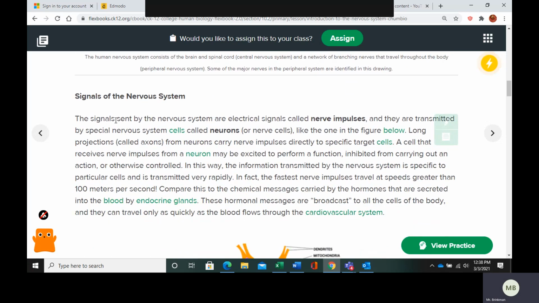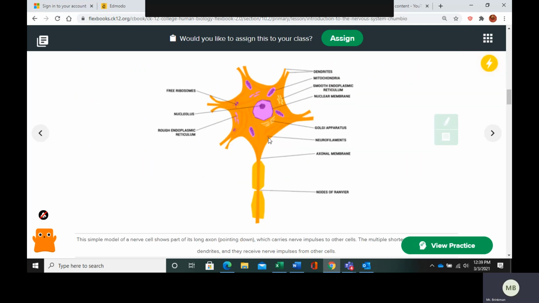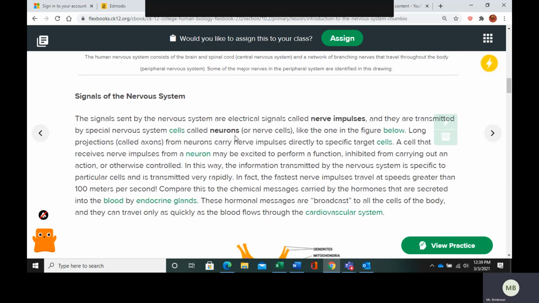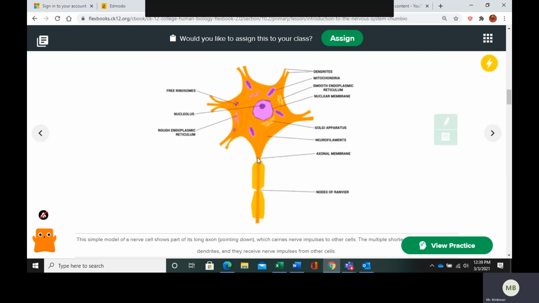The signals sent by the nervous system are electrical signals called nerve impulses. They're transmitted by special nervous system cells called neurons. So this is a neuron here. Long projections called axons from neurons. So this is an axon right here.